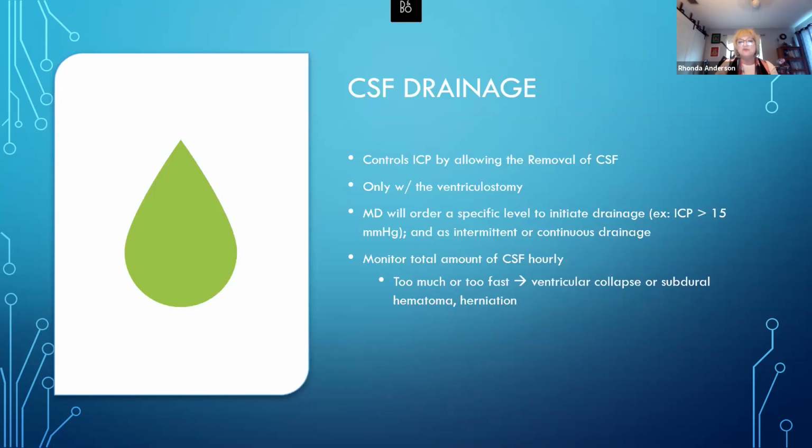Now, CSF drainage, we can only do with a ventriculostomy. Again, the MD will give us specific orders, and we'll monitor the amount of CSF hourly. If we take off too much or we take it off too fast, the ventricles can collapse, and you can have a subdural hematoma, or it can cause herniation. So you do have to pay close attention to this.